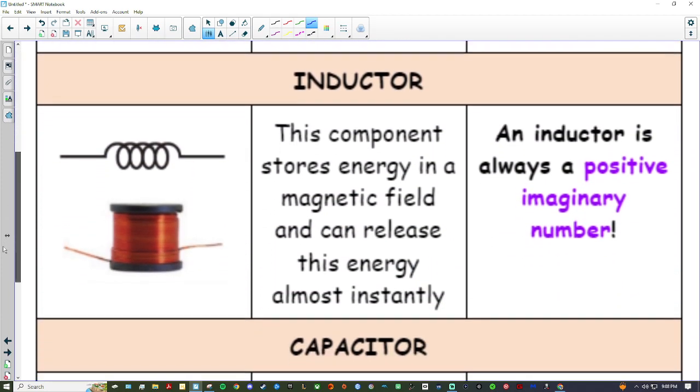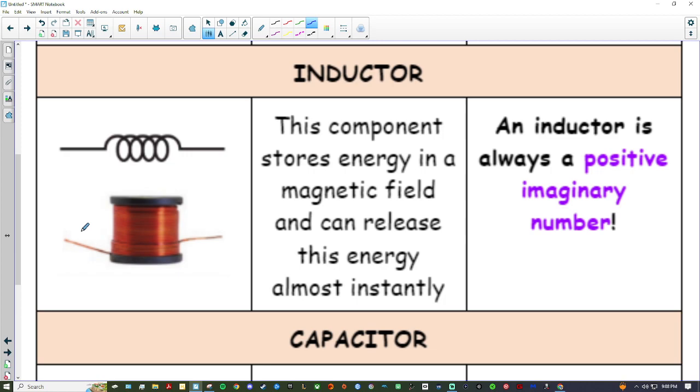The next major component is called the inductor. The inductor is signified by this curly Q. So when you see this curly Q, you know that this part of your circuit is an inductor. This component stores energy in a magnetic field. This stored energy can be released very, very quickly, almost instantaneously, and affects the flow of electrons through wires.